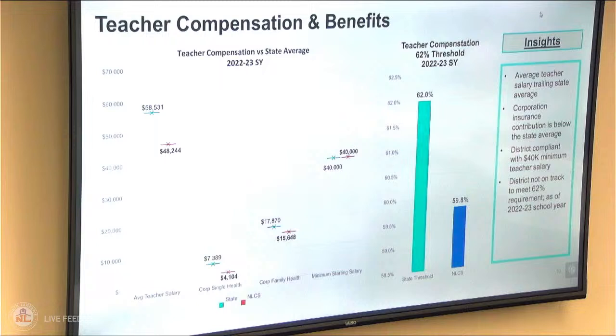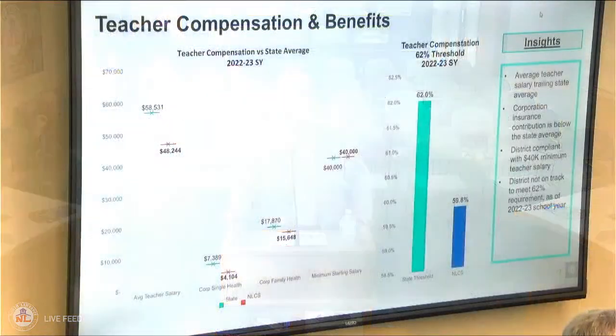Then you can see the board's contribution, or the district's contribution, towards single health care compared to the state average, and corporation family health care compared to the state average. And then the district is compliant with the $40,000 minimum salary. That's again, so you're on that, and I believe it's even higher for the 23-24, but you were compliant as of the 22-23 school year.